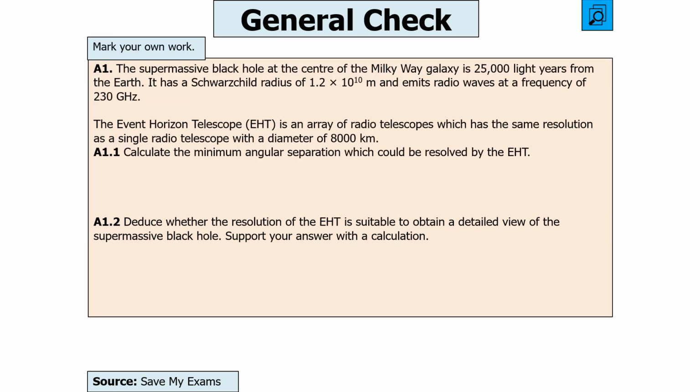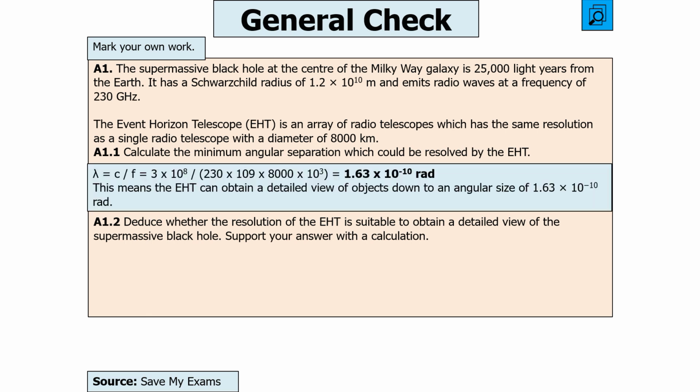Right, in this first one, what can we say? So, the minimum angular separation is going to be linked to the wavelength. So we can say lambda is equal to c over f. So you can pop that all through. Remember, f is going to be linked into what you've got here. So you've got 230 times 10 to the 9 there. So you can work that all through. So when you work out your wavelength, you can then link that into your angles by dividing by 8,000 times 10 to the 3. So therefore you would get 1.63 times 10 to the minus 10 radians.